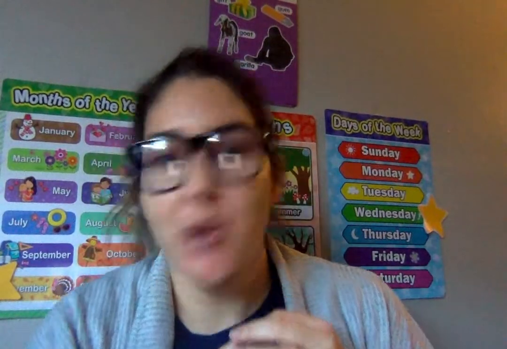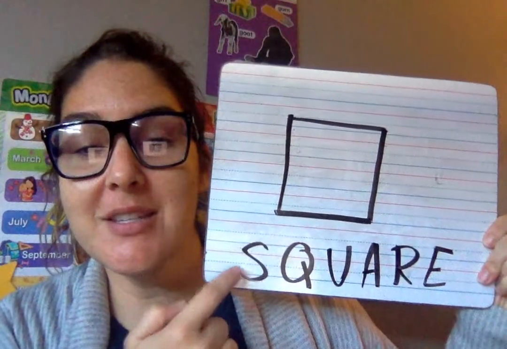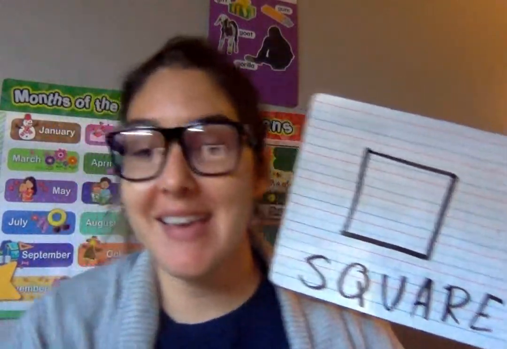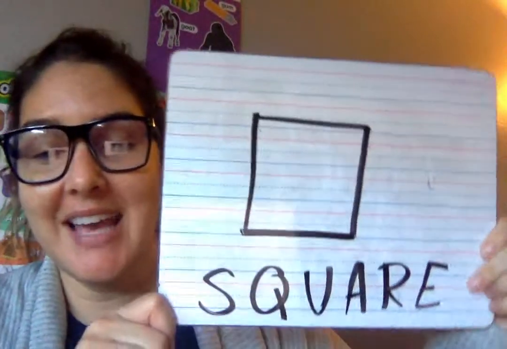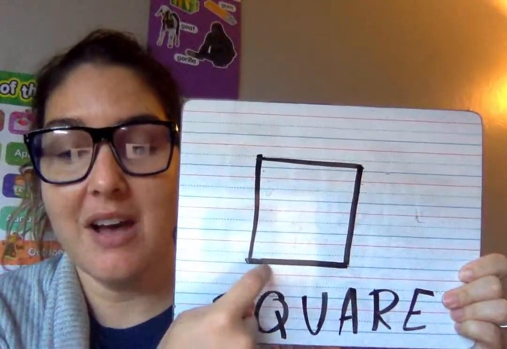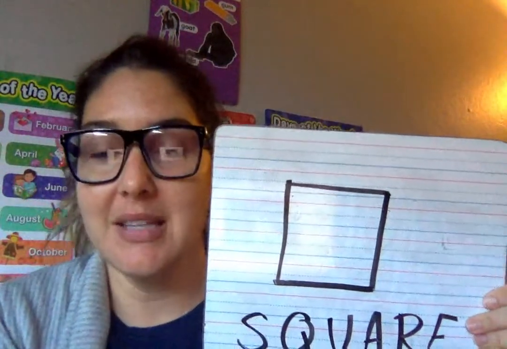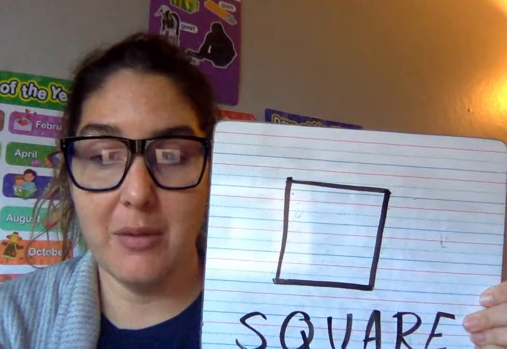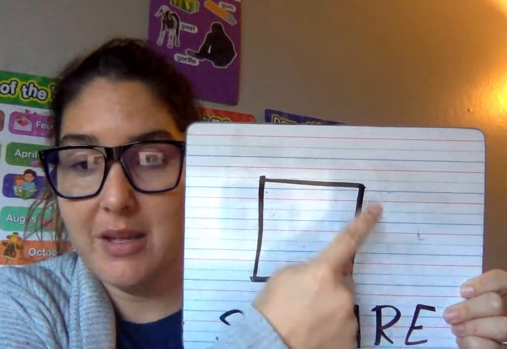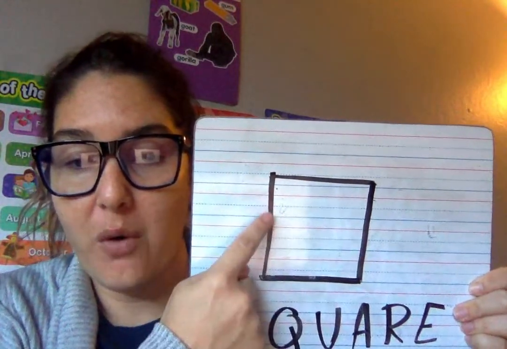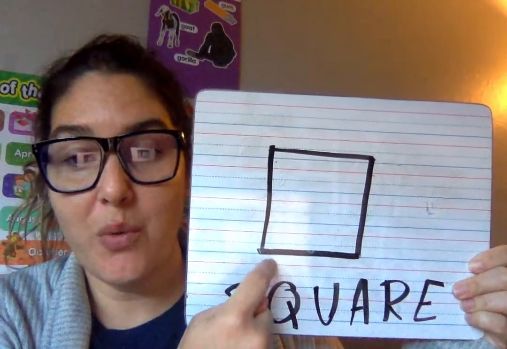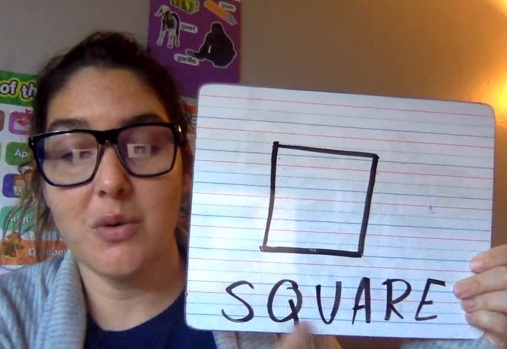Is it a triangle, you think? No. What about a square? Yes. Our shape this month is a square. And a square has 4 sides, and they're all the same length. Let's count them. 1, 2, 3, 4. This is a square.